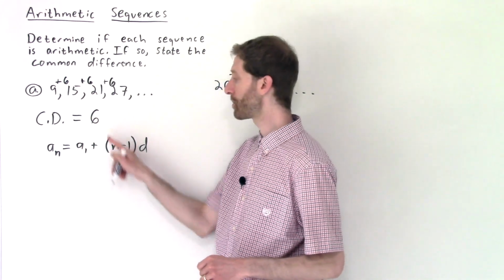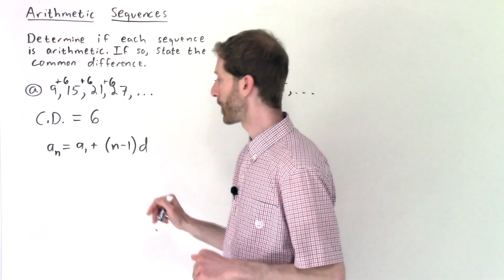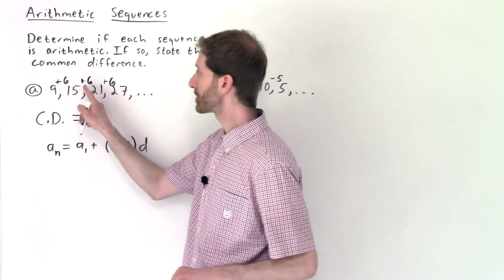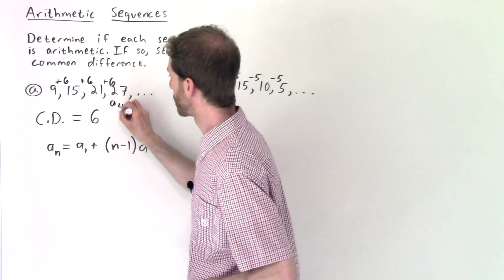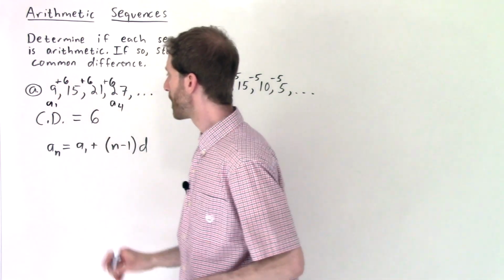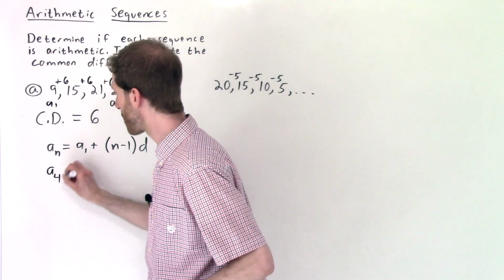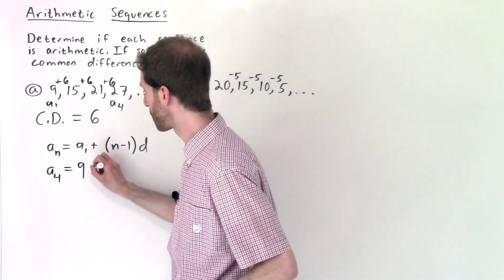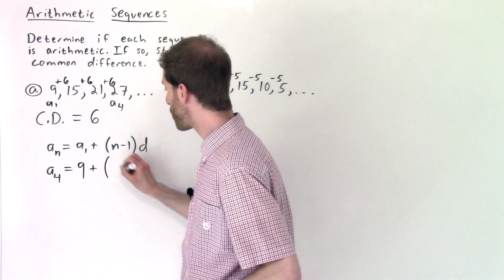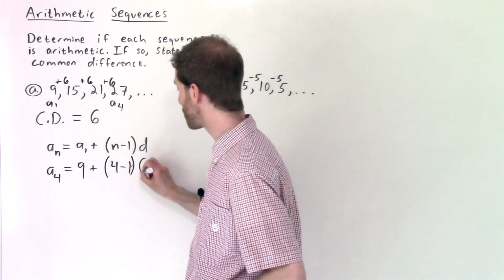And this part makes the most sense. Think about it this way. If you have plus 6, then plus 6, and plus 6, and we're getting to, let's say, a sub 4 from a sub 1. If I want the a sub 4th term, I would take the very first term, which in this case is 9, and I would add on 4 minus 1 common differences.